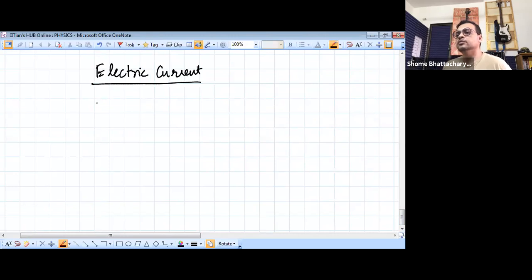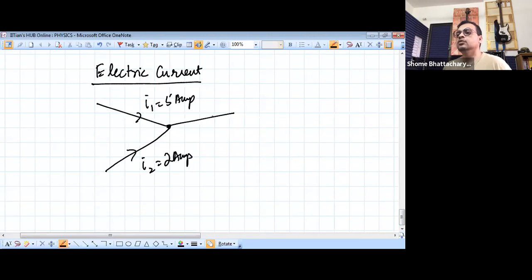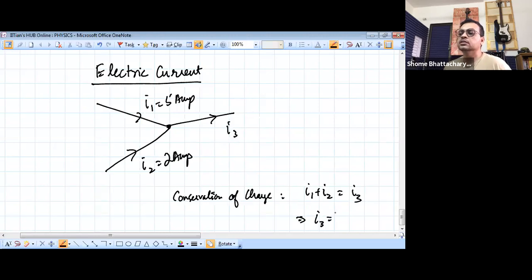For example, you have a junction in some circuit where a current of 5 amperes is coming in from here and a current of 2 amperes is coming in from here, and a current i3 is leaving the junction. Now you know that conservation of charge gives you a very simple principle that the total incoming current, i1 plus i2, is equal to the total outgoing current. So that shows you that i3 over here will be 7 amperes. Now see how I've done the calculation.